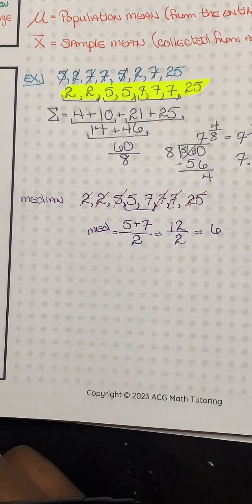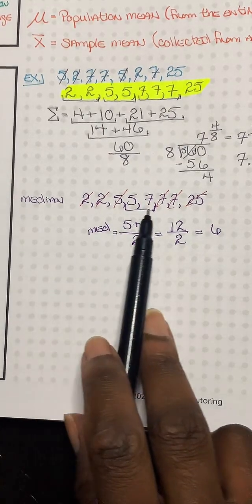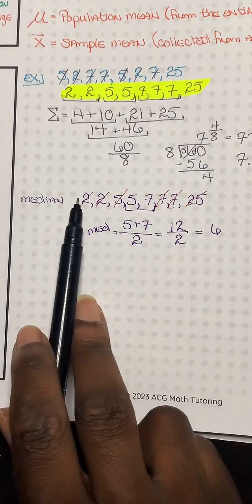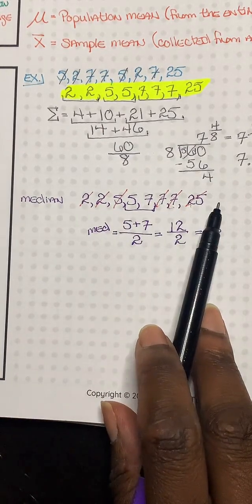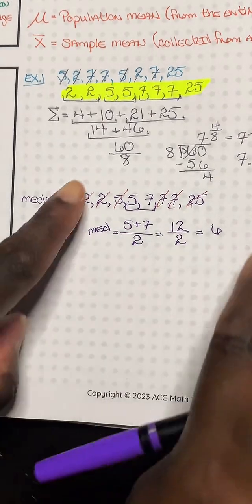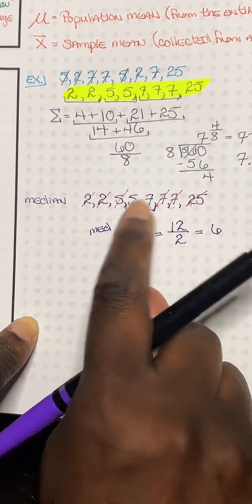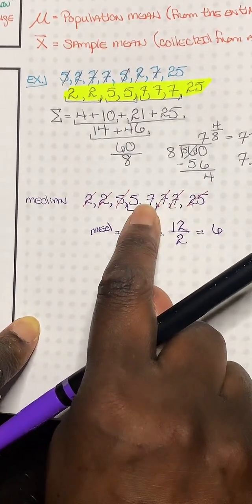All right. Now, if it wasn't between 2 numbers, let's say if it was an odd number of data entries, then you will find the exact whole number. Because once you count towards the middle, you're not going to have 2 options. You're just going to have one whole number.